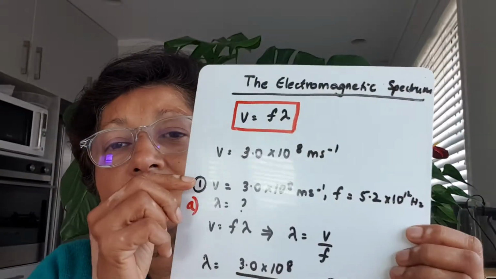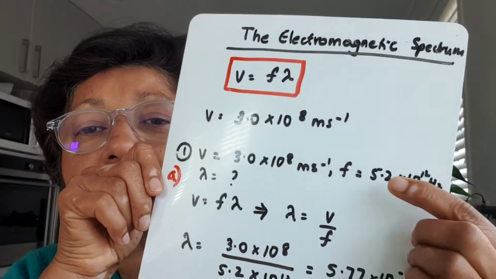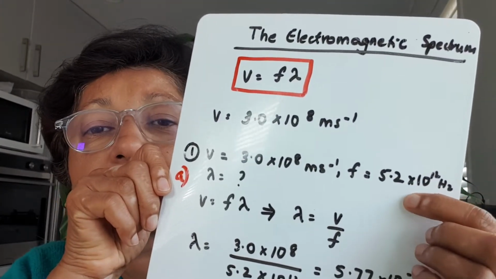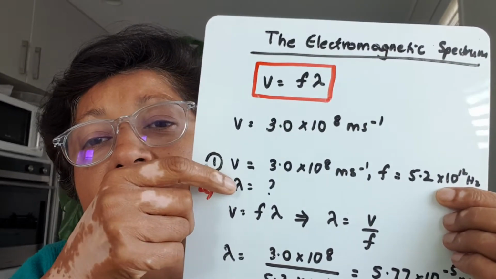So in order to state the type of the electromagnetic wave, you actually have to look at your answer and look at this diagram. So we'll come to that in a moment. So for the first question, your V is always 3.0 times 10 to the power of 8 meters per second. And for the first one, this is your frequency that's given, and we have to find the wavelength. So this is lambda.